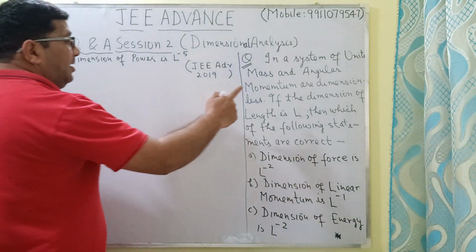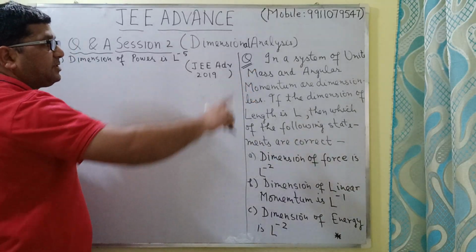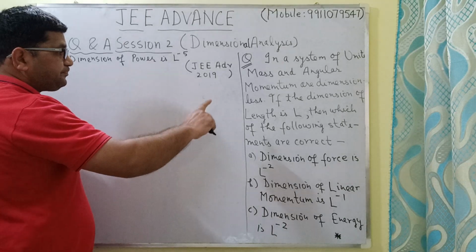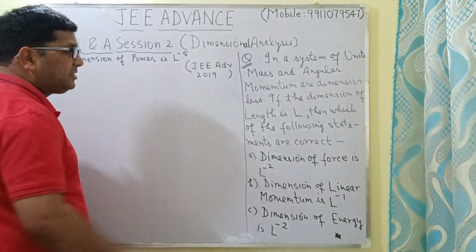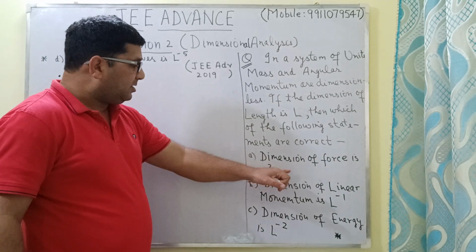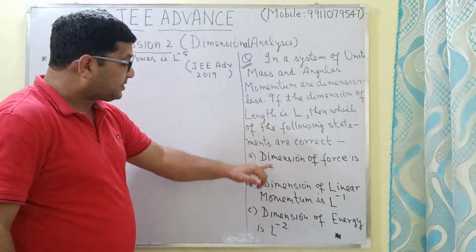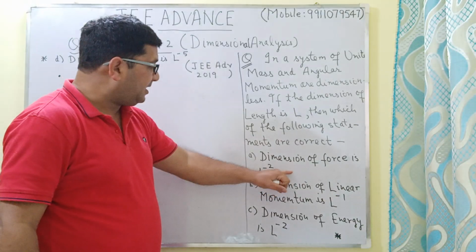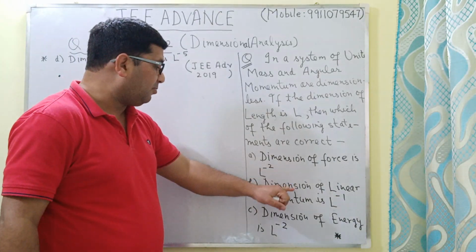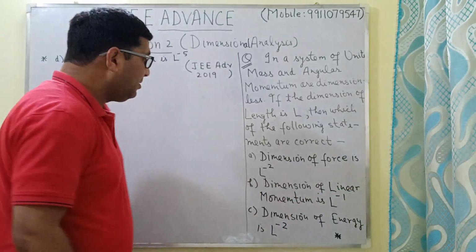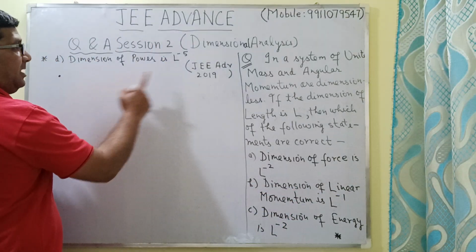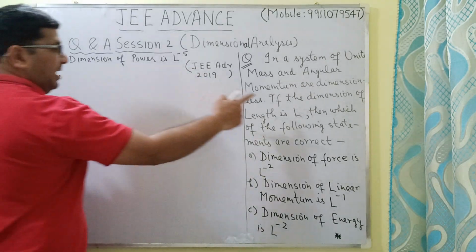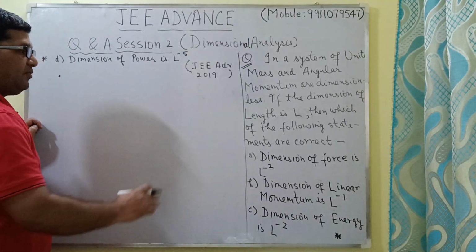So here it is written that in a system of unit, mass and angular momentum are dimensionless. So if the dimension of length is L, then which of the following statements are correct? We have to find the correct statements from these four, and there is a probability that one or more than one statements might be correct. So here mass and angular momentum are dimensionless. Dimension of length is given as L, then which of the following statements are correct?